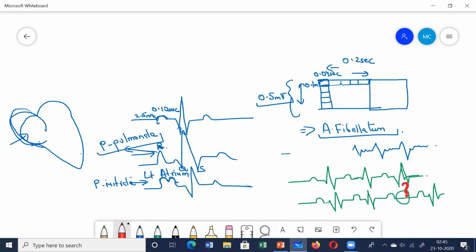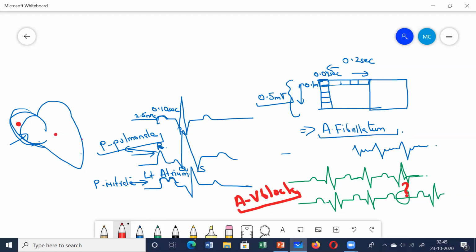Such a situation usually arises in the second degree and third degree AV block. We will discuss the AV block in detail: first degree, second degree, third degree AV block. But for the meantime, remember what happens in the second degree AV block is that not all the impulses generated from the SA node get conducted to the ventricles.